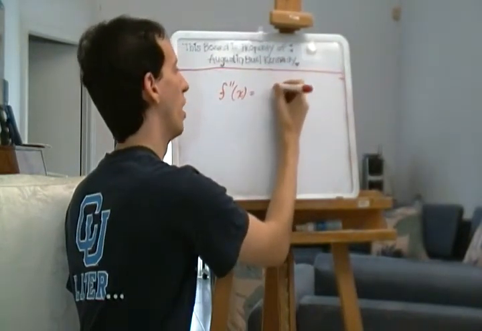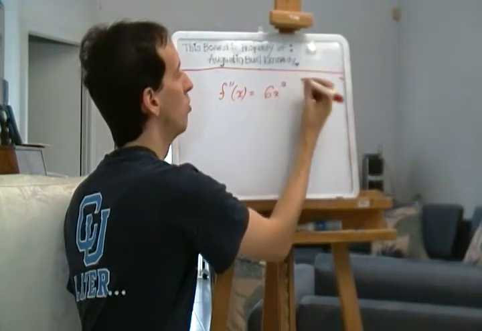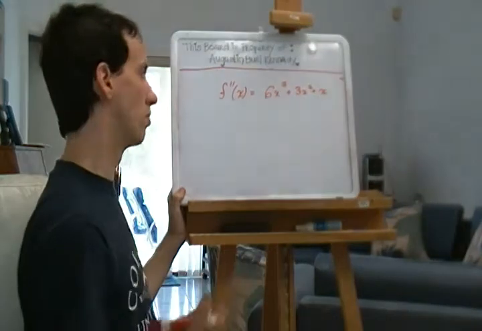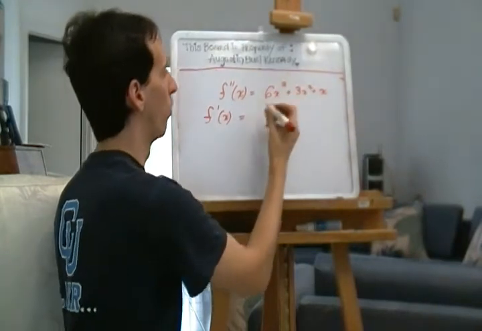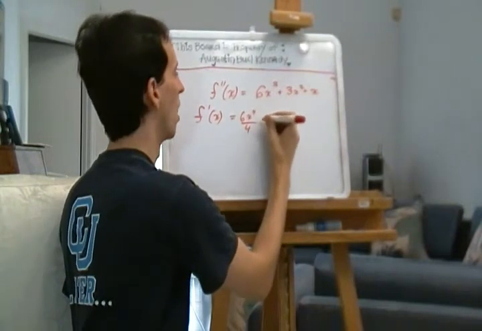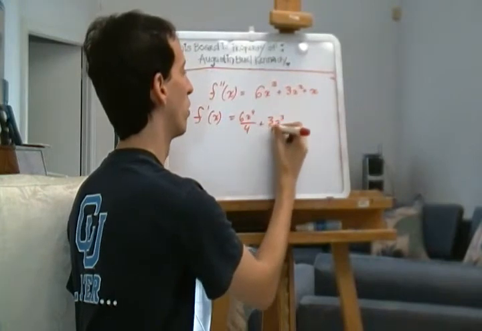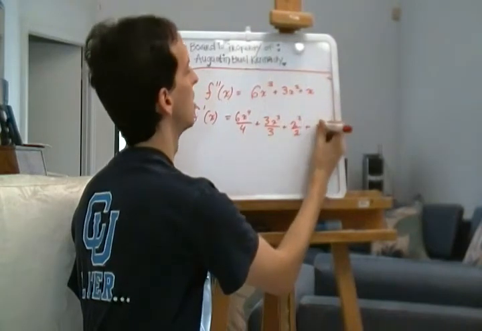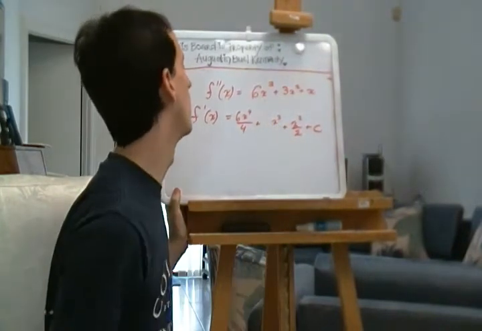It escapes me. So let's do f double prime of x equals 6x cubed plus 3x squared plus x. Okay? Well, f prime of x, we're going to use the power rule here. It's going to be 6x to the 4th over 4 plus 3x cubed over 3, plus x squared over 2 plus c. All right, we can just call 3x cubed over 3 x cubed.